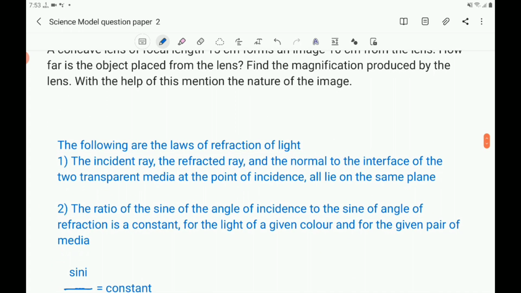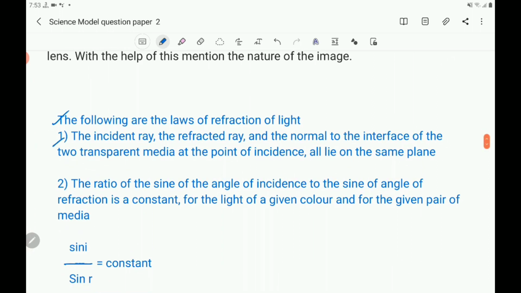So we write that the following are the laws of refraction of light. First law is the incident ray, the refracted ray and the normal to the interface of the two transparent media at the point of incidence all lie on the same plane. What is the statement of the first law? The incident ray, the refracted ray and the normal to the interface of the two transparent media at the point of incidence all lie on the same plane.